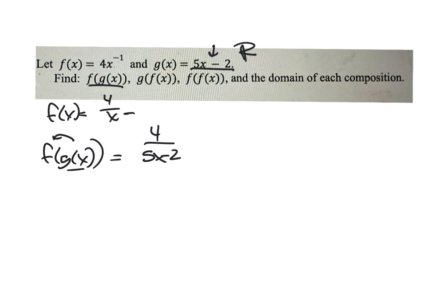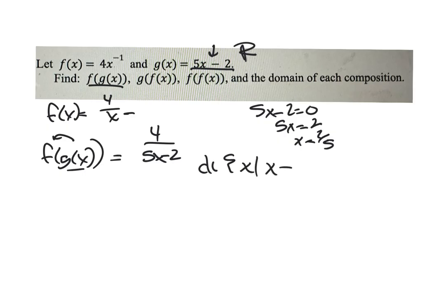Now, because I have a fraction now, my domain cannot be all real numbers because I can't have 0 on the bottom. So if I take the denominator right there, the 5x minus 2, and figure out what would make it equal 0, it would be 2/5. So here's my domain. Now, my domain would be all x's except for x cannot equal 2/5. That's the domain of f of g of x.